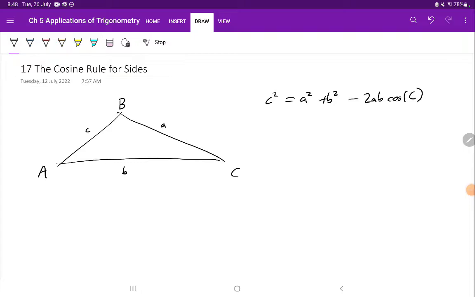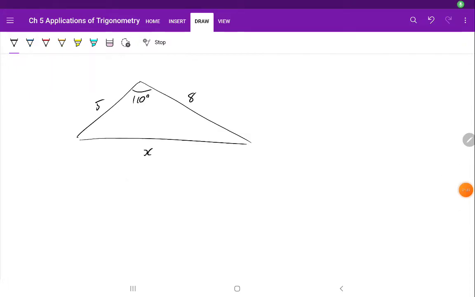But notice, if you want to find A, B, or C, you need to know one angle. And the angle that you have has to be the angle opposite to a side that we have. So it's really important that if you want to find side C, you need to know the angle C. So let's have a look and see where we can use it.